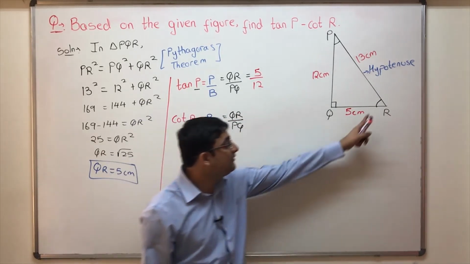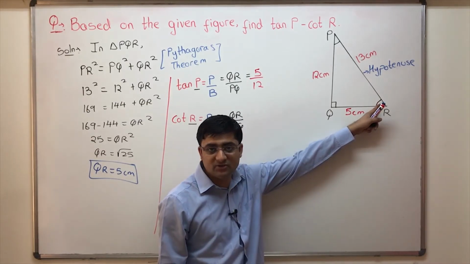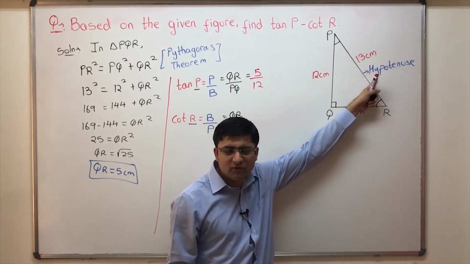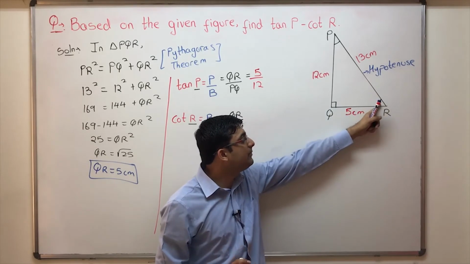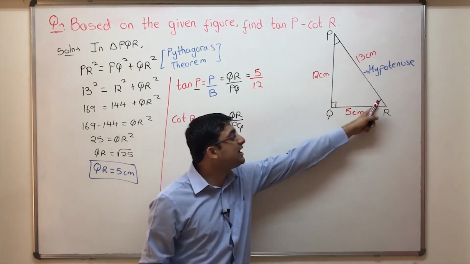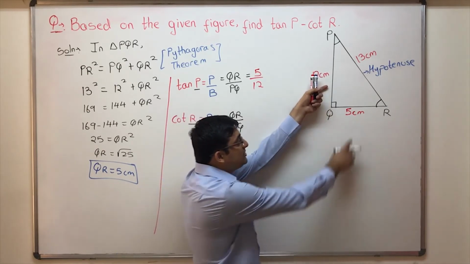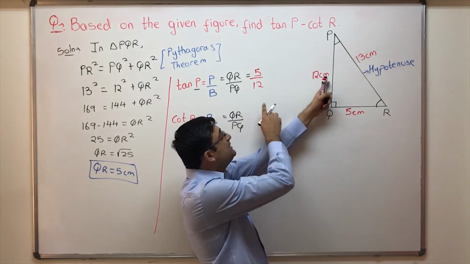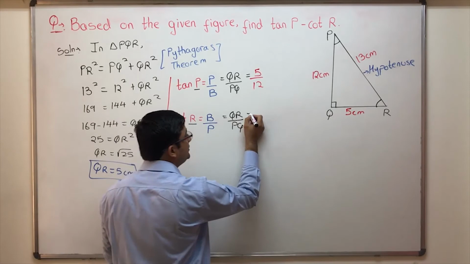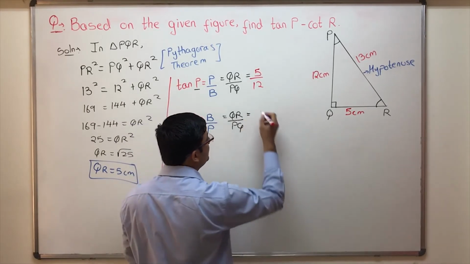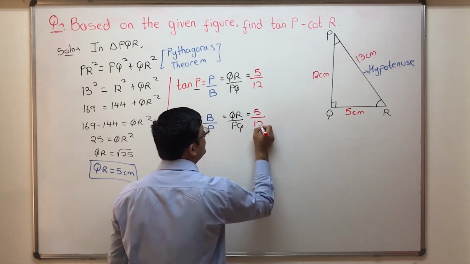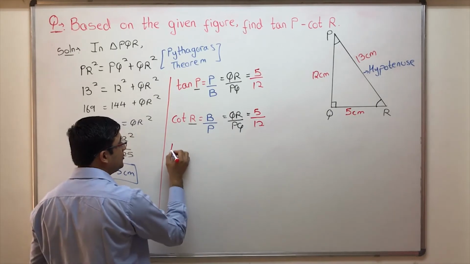I repeat once again, for angle R, which is perpendicular, which is base? You already have the hypotenuse, just get the perpendicular. Perpendicular means the side opposite to it. So the side opposite to R, PQ, is the perpendicular, and whichever side remains is the base. So this remains, this is the base. So QR is the base and PQ is the perpendicular. So what is the value of QR? It is 5. Value of PQ, that is 12. Is this clear? Now we'll evaluate.